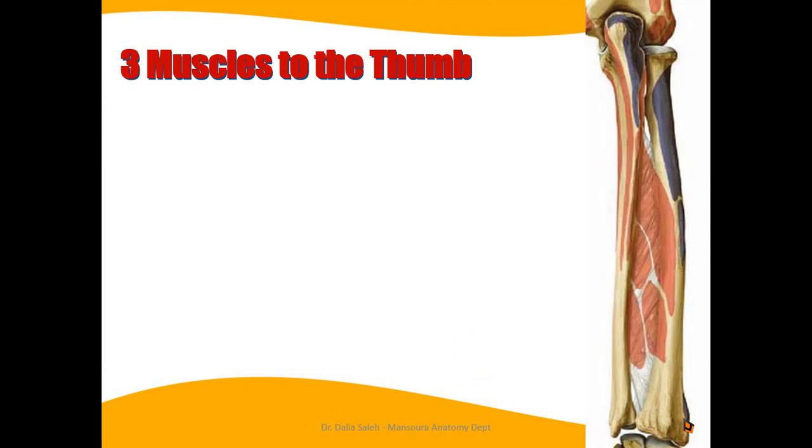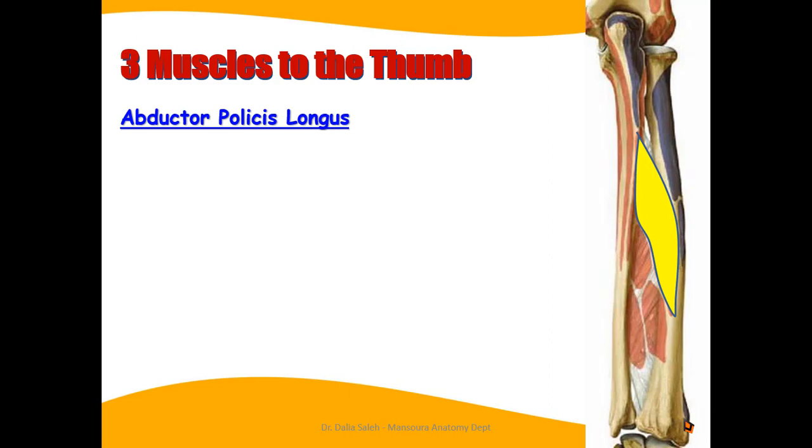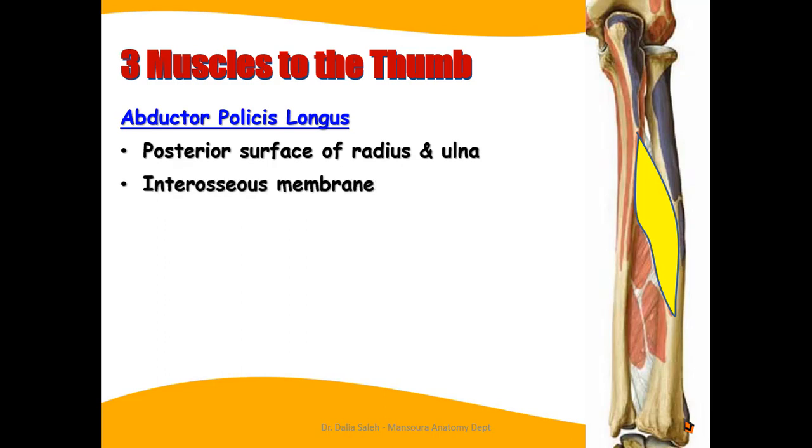The three muscles to the thumb. Here we can see the posterior surface of both the radius and the ulna and the interosseous membrane between them. The first muscle is called the abductor pollicis longus. It takes origin from both the posterior surfaces of the radius and ulna and the interosseous membrane between them.